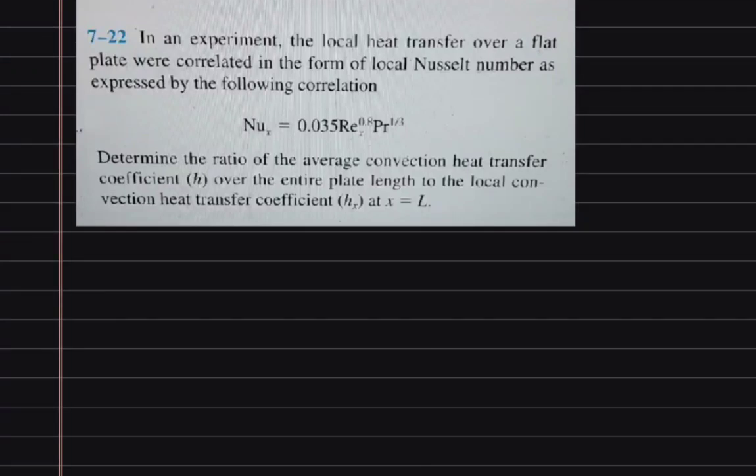Hello, welcome to another heat transfer question from chapter 7. So we are given this experimental approximation for Nusselt number, and we are to determine the ratio of the average convection heat transfer coefficient over the entire plate. So I'm just going to rewrite what we were given.